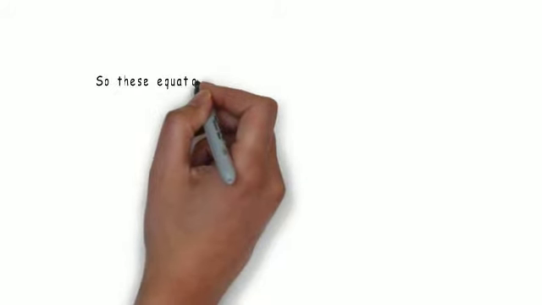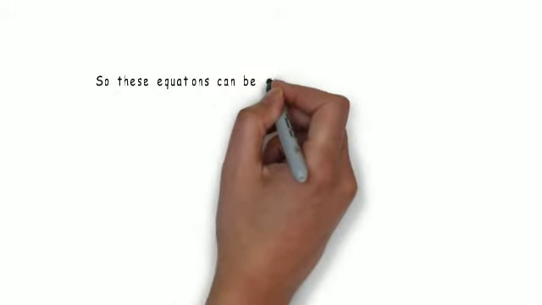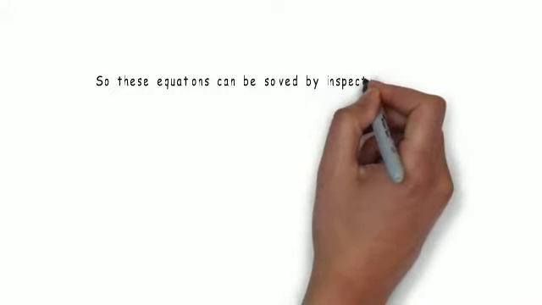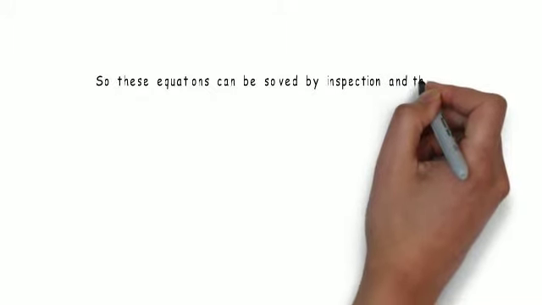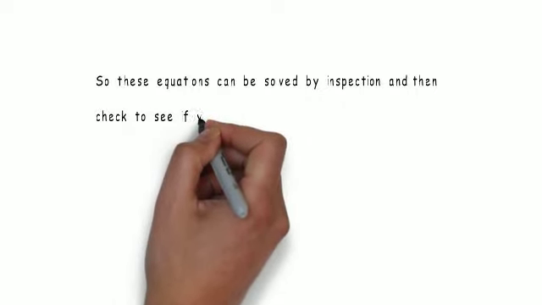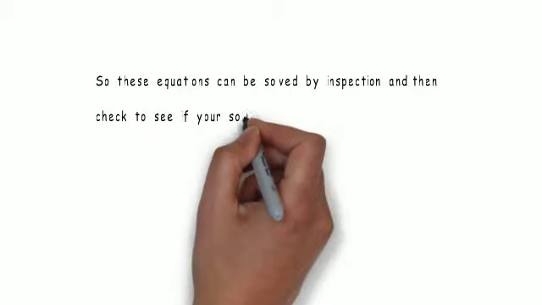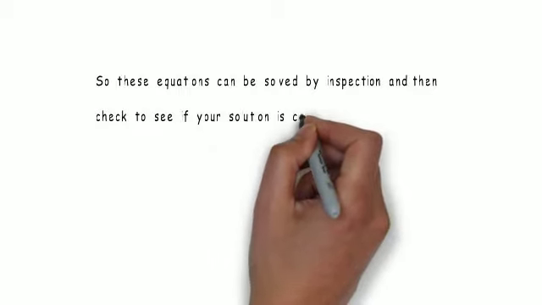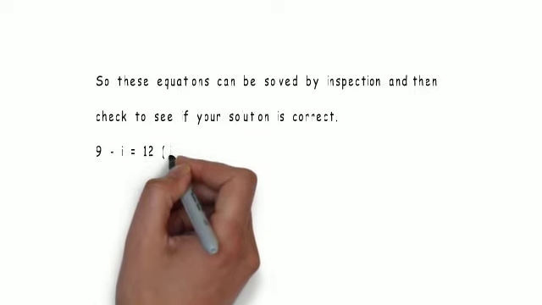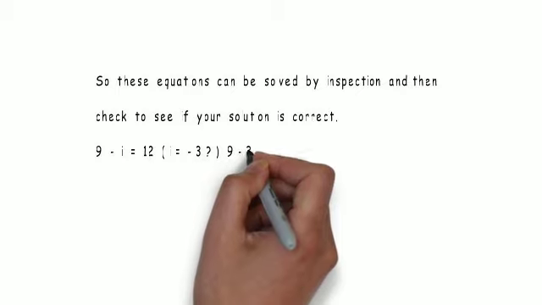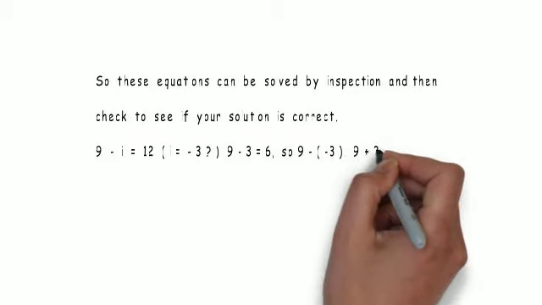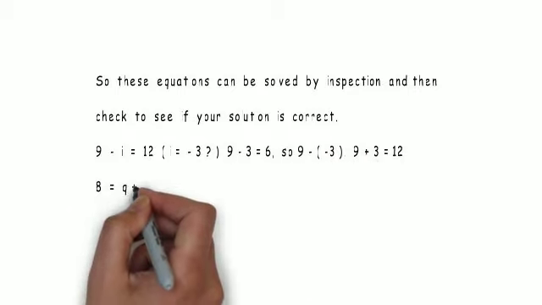So these following equations can be inspected and then checked to see if our solution is in fact correct. So we're using inspection and checking. The first one, 9 minus l equals 12. We would see that, generally speaking, subtracting something from a number will make it less. We know using number laws that 9 minus negative 3 gives us 9 plus 3, which will equal 12.